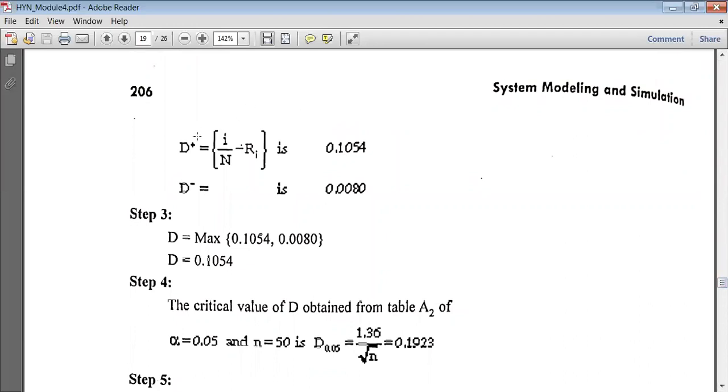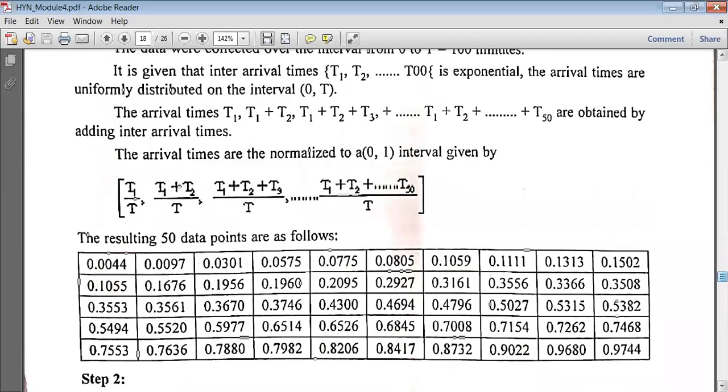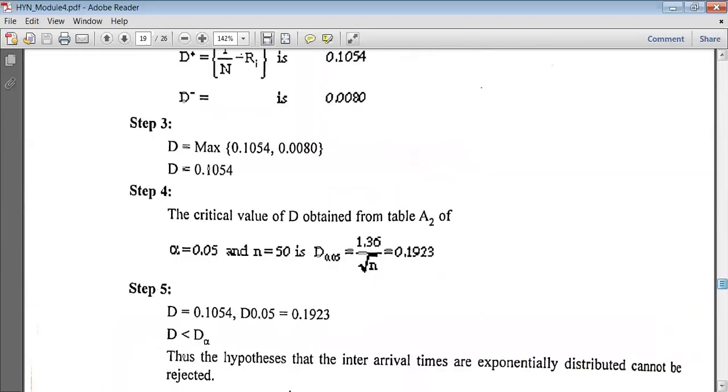Just use the formula. D plus will be equal to i divided by capital N minus Ri, right? So i will go from 1 to 50. So 1 divided by 50, 2 divided by 50, 3 divided by 50, like that. Minus Ri is nothing but all the arrival times, whatever you have got in the table above. So all the 50 arrival times you will be taking, and you have to calculate the D plus.